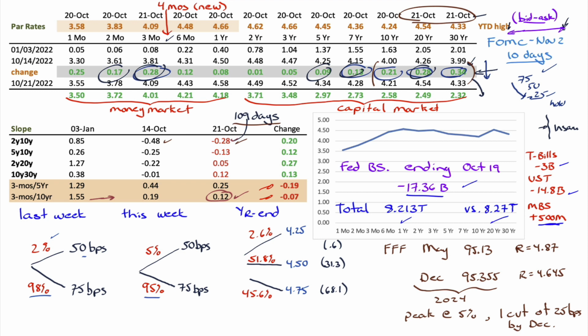Year end has really changed. 4.25, 4.5, and 4.75. Most of the weight now is on the 4.5. Last week, most of the weight was on the 4.75, 68% for an ending rate at the end of the year at 4.75. It's slipping back down into 4.5. Last week was only 31.3. We're at 51.8. Almost nothing on 4.25, squeaking up to 2.6 here.